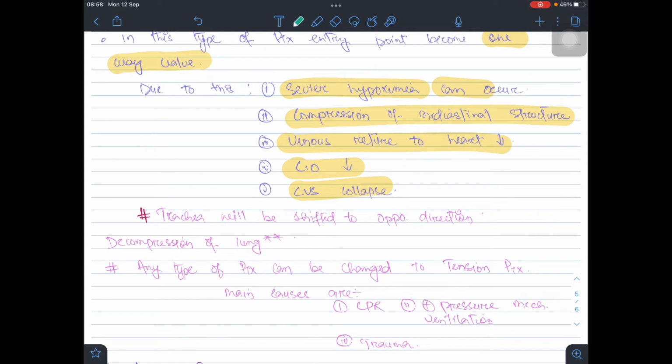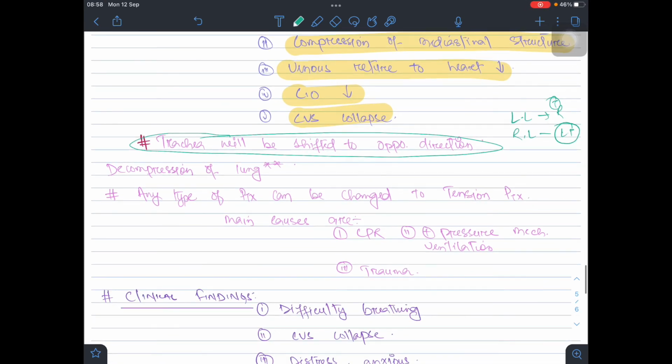Trachea will be shifted to the opposite direction. See, the most important one, the trachea will be seen shifted to the opposite direction. If the left lung is involved, the trachea will go to the right side, and if the right lung is involved, then the trachea will be going to the left side. Trachea deviation will be seen.